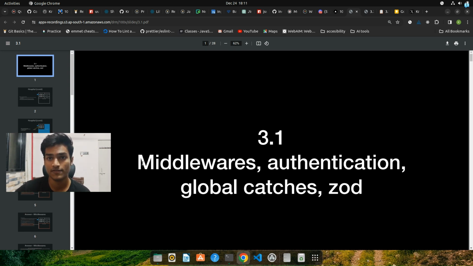We learned about middlewares in Express, their use cases and how to use them, global caches, and Zod, which is a Node library used for input validation. Harkirat also gave us a high level introduction of authentication. This class was super fun. Everything that was taught was new to me, and I played around with Zod a little bit after the class.